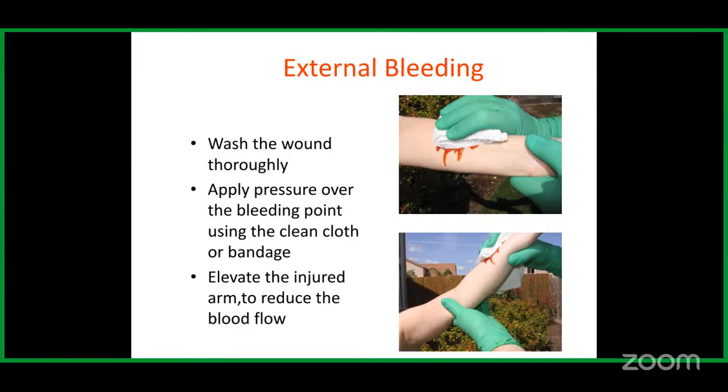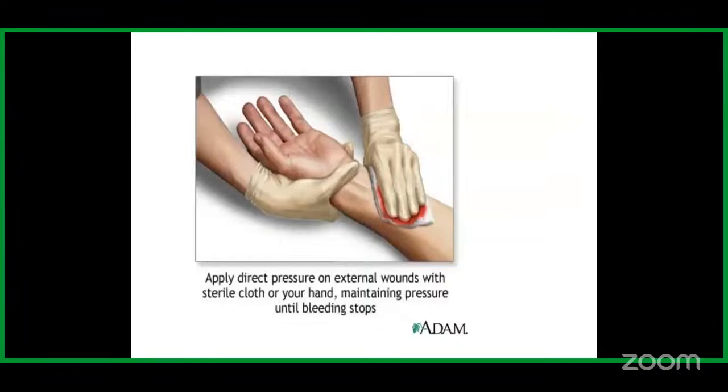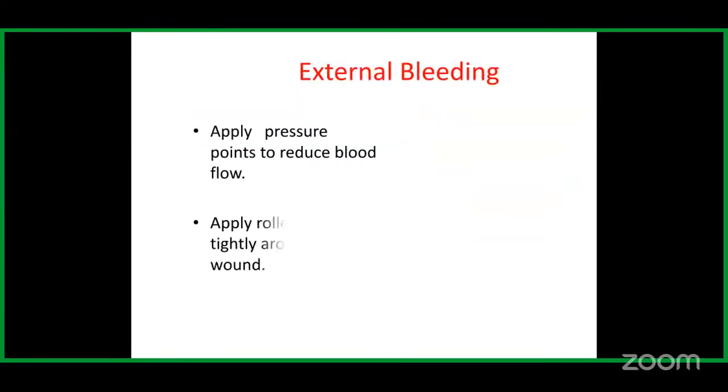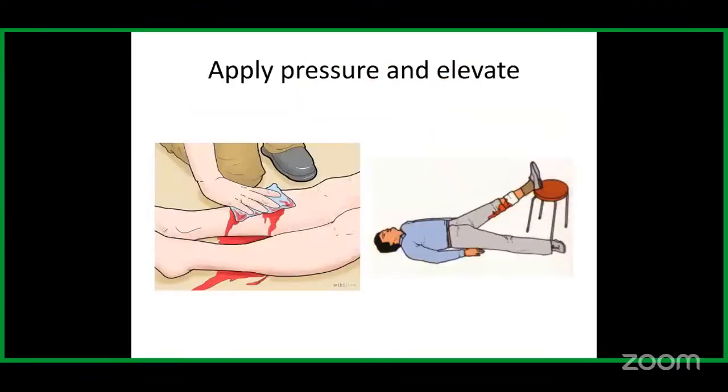Second step is direct pressure. Third step is elevation. If there is an injury in the hand, we elevate it. If there is an injury in the leg, we elevate the leg. The reason is to reduce the blood flow to that area. So please do remember these two important steps in the management of bleeding.